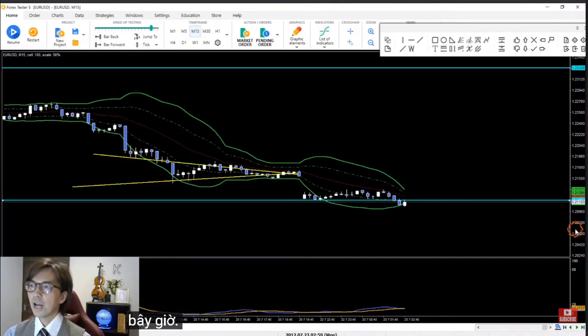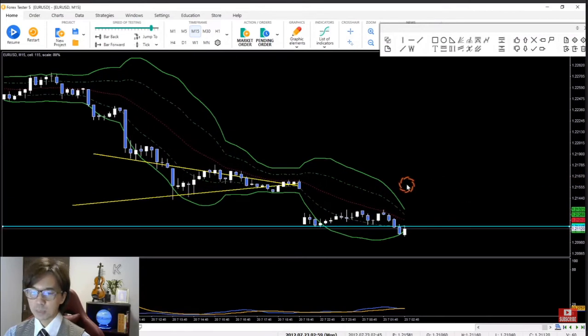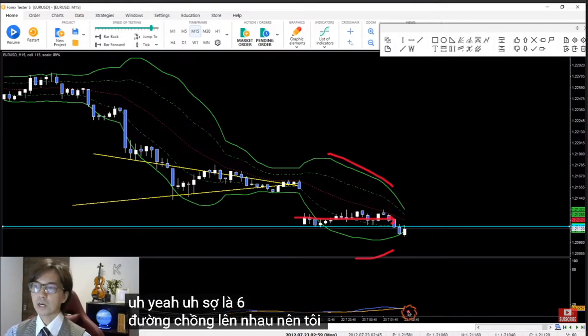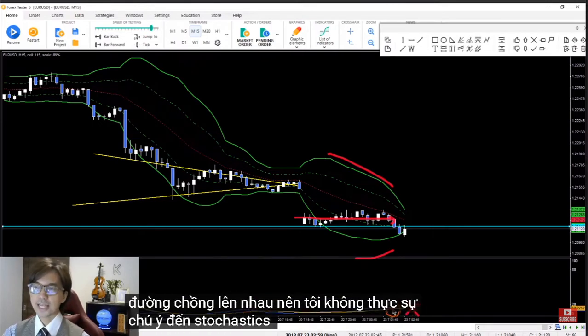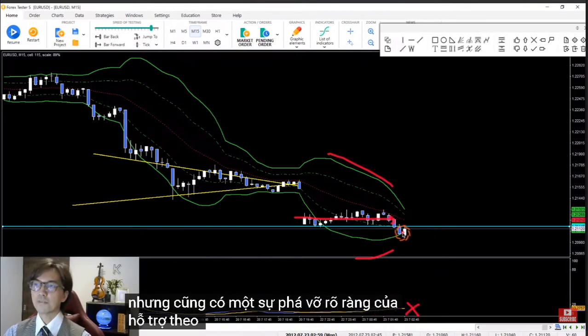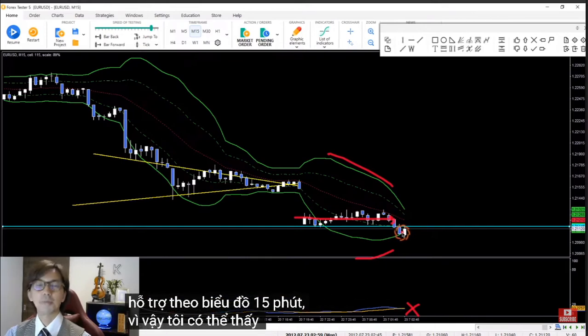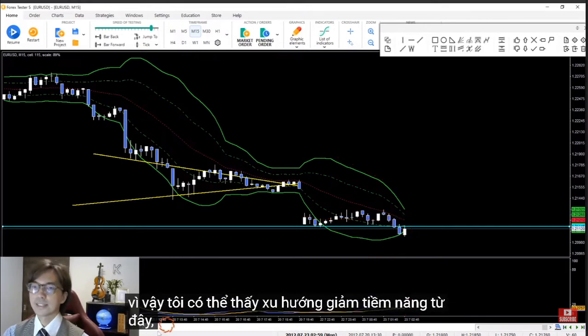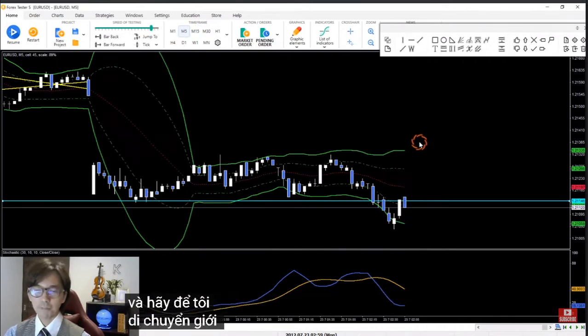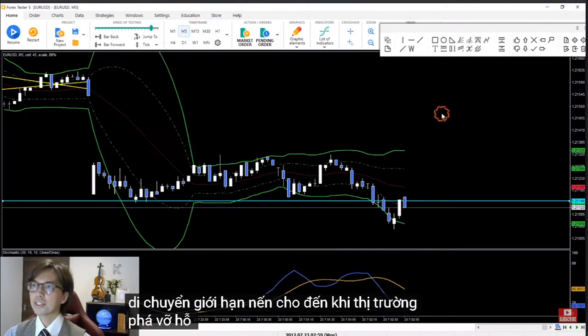Okay, in 15 we have a nice squeeze. The Bollinger Band has been squeezing after this ranging market, and it looks like the stochastics lines are overlapping, so I don't really pay attention to stochastics in this case. But there is a clear break of the support on the 15-minute chart too, so I can see a potential downtrend from here. So let me switch it to 5 one more time, and let me move a couple of candles until the market breaks a support.